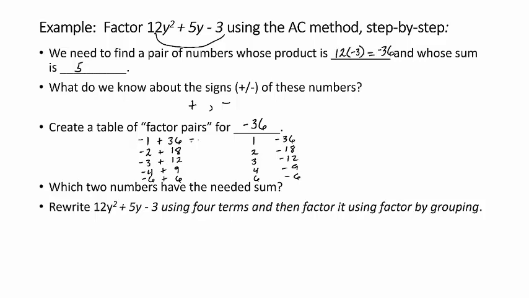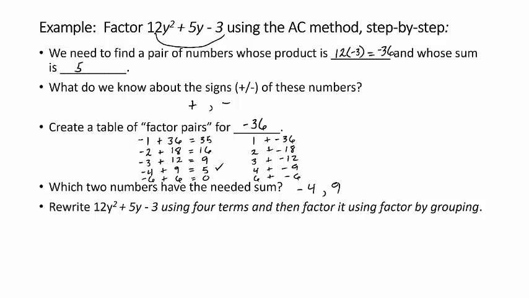Negative 1 plus 36 is 35. Negative 2 plus 18 is 16. Negative 3 plus 12 is 9. Negative 4 plus 9, that's positive 5, right? That's the one that we want, so there's no need to go any further. And we could add these up over here, right? But once we found that sum, we know what they're going to be. So we want negative 4 and also 9.